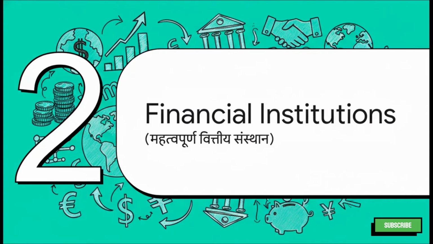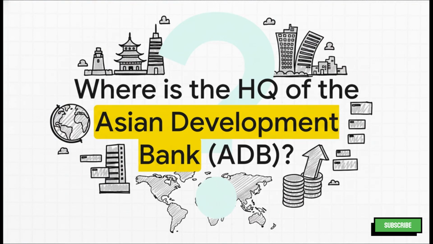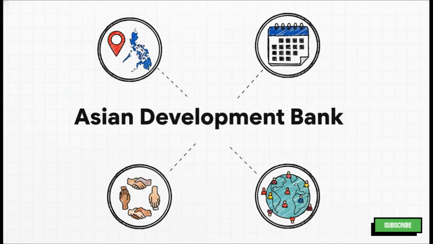All right, let's switch gears a bit. Now we're going to tackle a few fact-based questions about some very important financial institutions. First up, a question about a major regional development bank. Where is the headquarters of the Asian Development Bank, or ADB? Its headquarters is in Manila, in the Philippines.